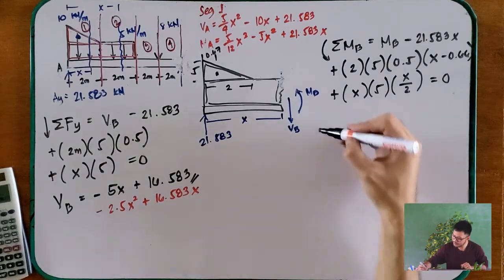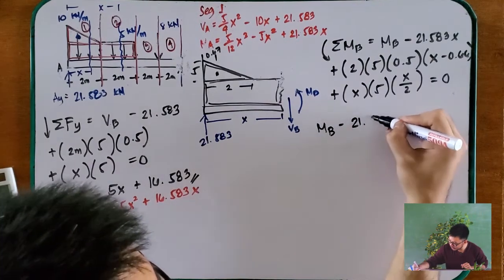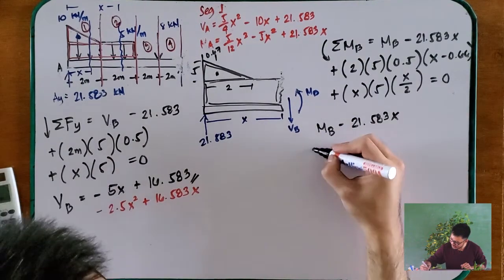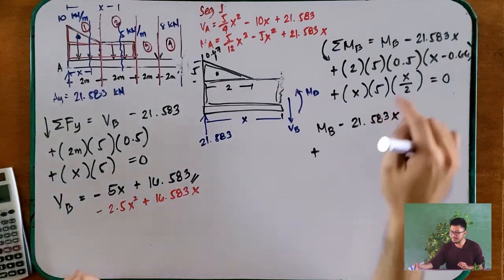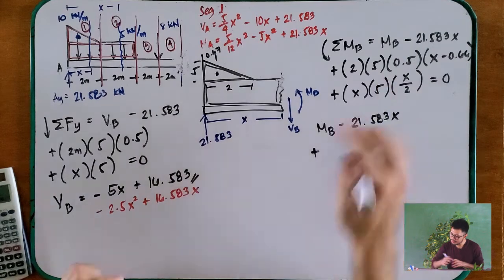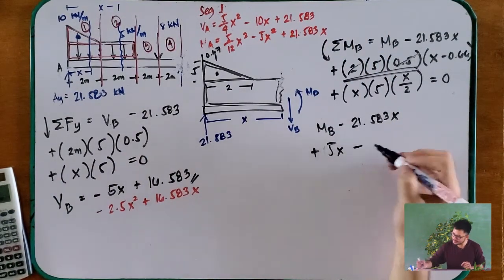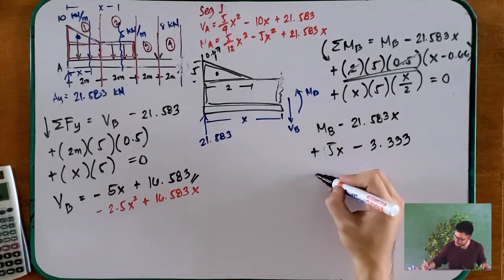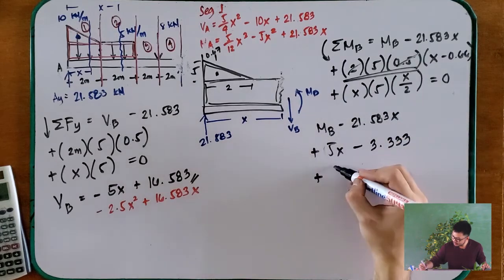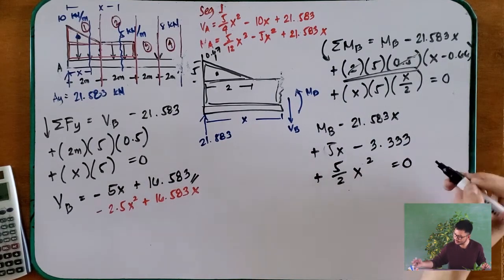Okay. Simplify. MB minus 21.583x plus, ay, so tiring. 0.5 times 2, 1, 5. So that is 5x minus 3.33. Next is plus 5 over 2x squared is equal to 0.